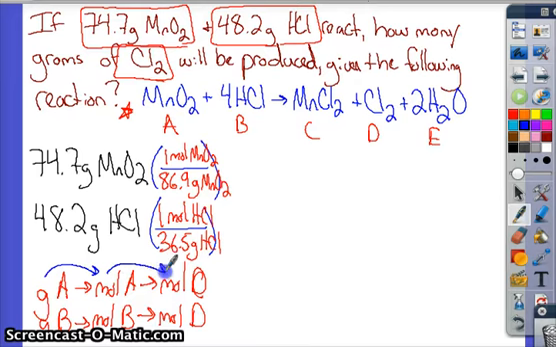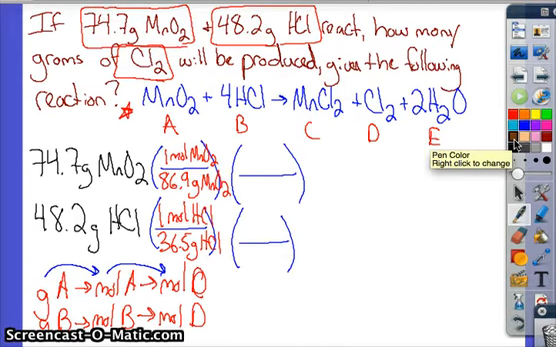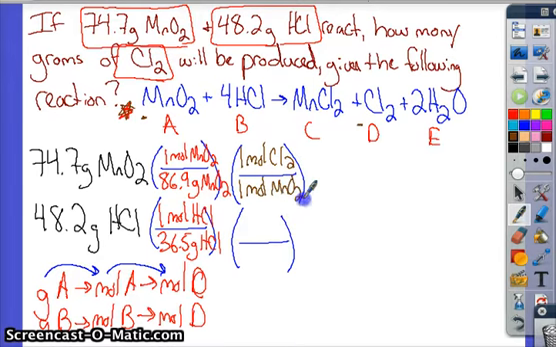Now use a mole ratio to go from moles of one substance to moles of another substance. So we set up a separate conversion factor. The mole ratio, remember, comes from our balanced equation. We have 1 mole of MnO2. We have 1 mole of Cl2. So 1 mole of Cl2 for every 1 mole of MnO2. We have 4 moles of HCl used in the reaction, producing, again, 1 mole of Cl2.